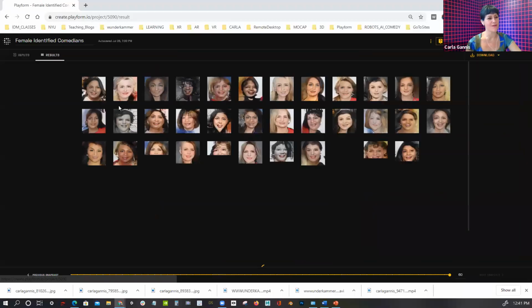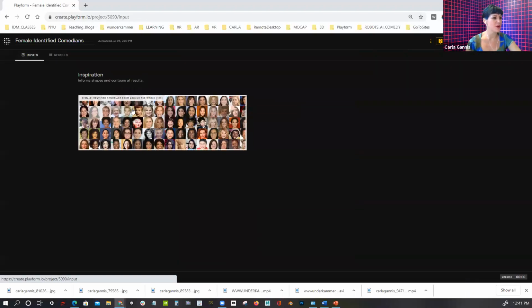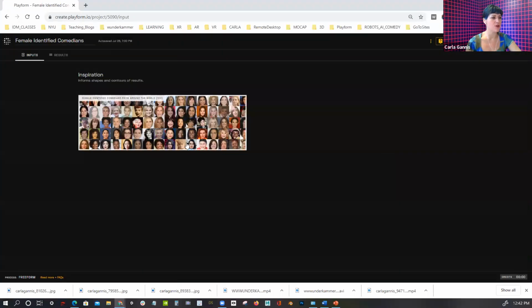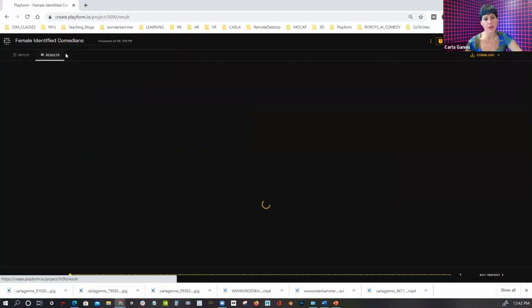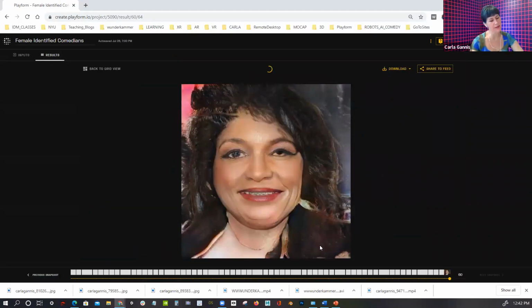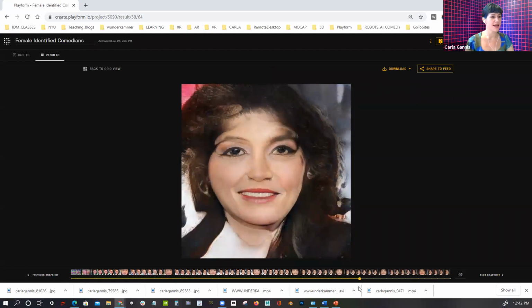Some better examples, actually, I really love the female identified comedians here. So here are my original inputs for this. And it was 100 images here. Normally you need to use at least 30, but I cooked this one for 3 hours, and I feel like the more images you include, you start to get more interesting hybrid results. So again, you can see the generation of this image as it's morphing.